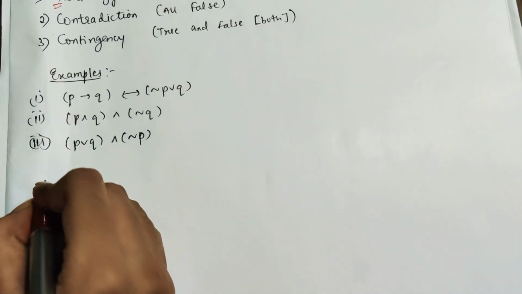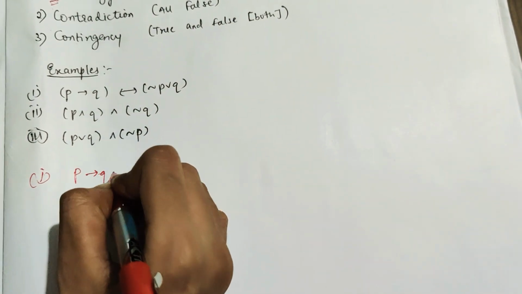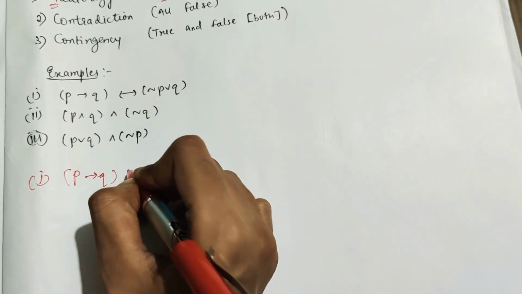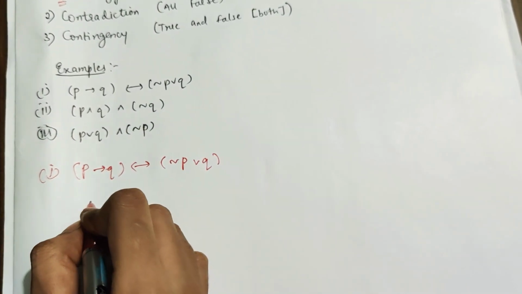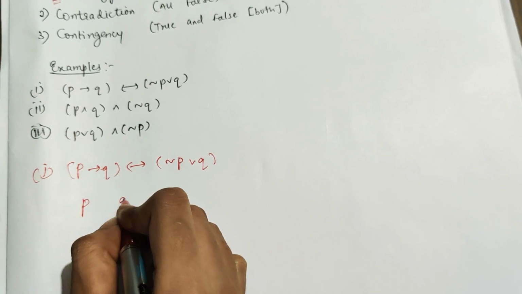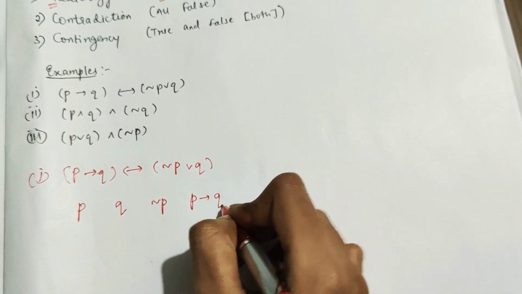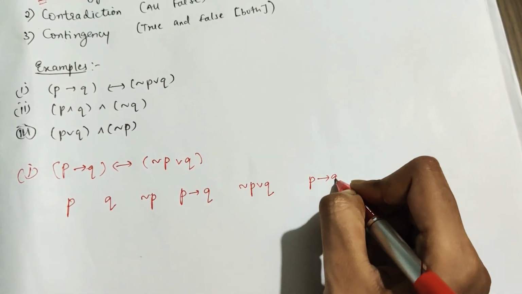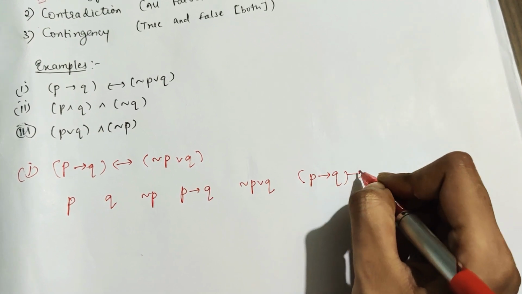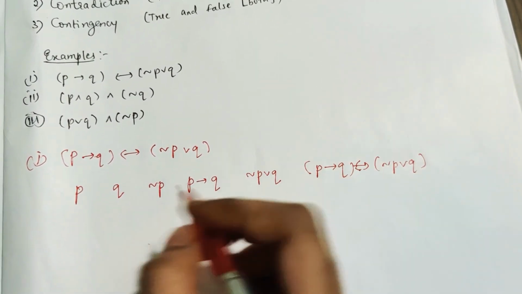First, P implies Q, double implies negation P or Q. We will draw the truth table for this. P, Q, negation P, P implies Q, negation P or Q, P implies Q double implication negation P or Q.